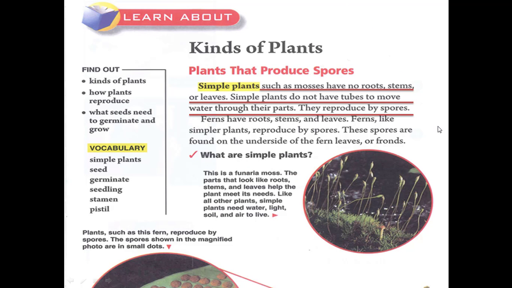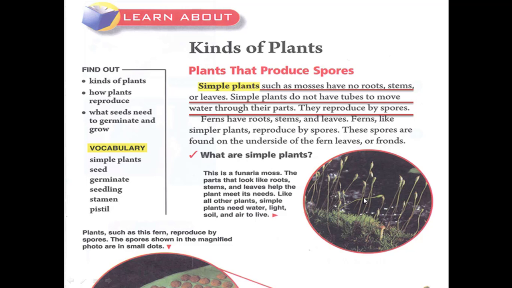As you know, the first thing that we studied was about simple plants. Simple plants such as moss have no roots, stems or leaves. And simple plants do not have tubes to move water through their parts, and they reproduce by spore. This one is spore, guys. So simple plants reproduce by this spore, okay?